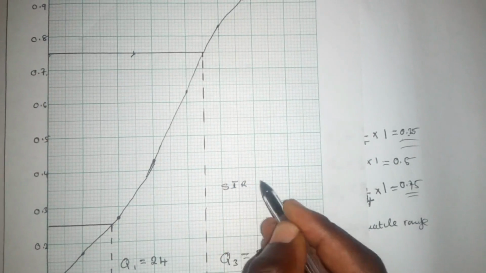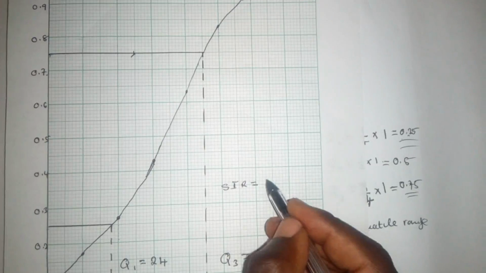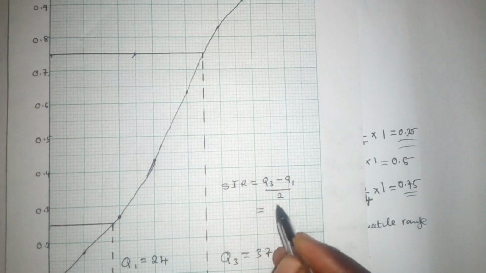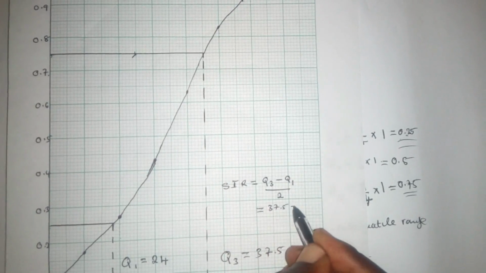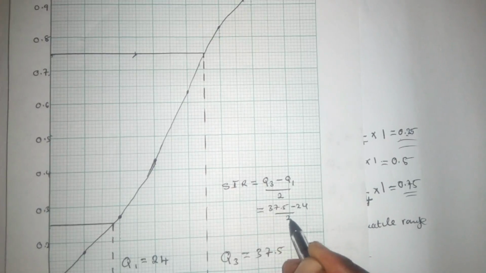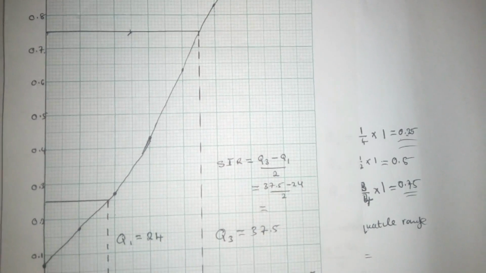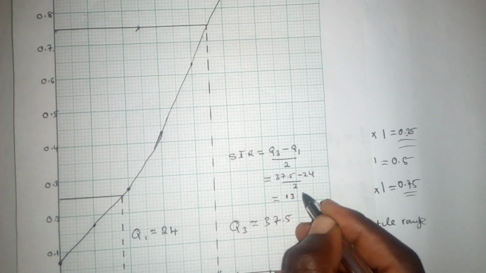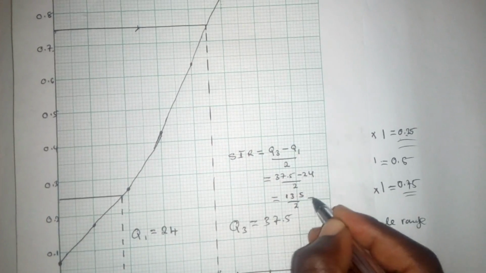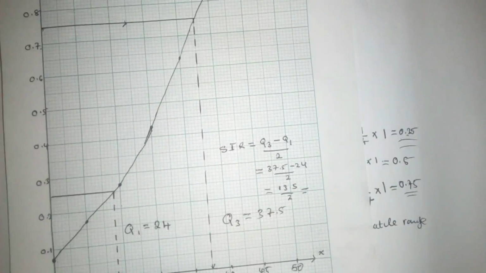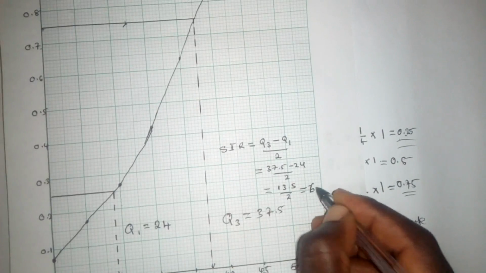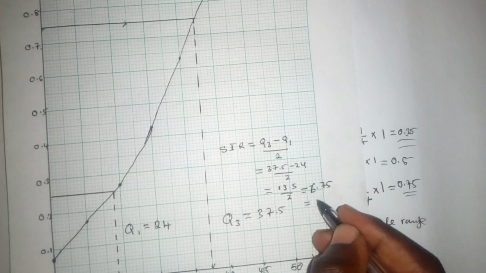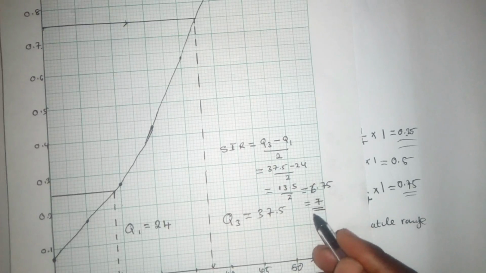semi-interquartile range. So we can say quartile 3 minus quartile 1 over 2, which will be 37.5 minus 24 over 2. And our answer will be equal to 13.5 over 2, which is equal to 6.75. And if you want, we can even write 7. So this is our answer.